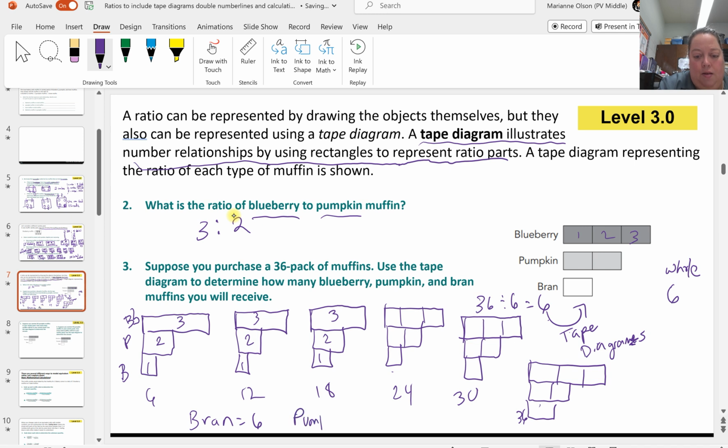Pumpkin, mine equals 2, 4, 6, 8, 10, 12. 12. And blueberry, I'm just going to abbreviate BB, 3, 6, 9, 12, 15, 18. 18. So I've now answered all of them. And if I wanted to, I can get out a calculator and double check. If I go 18 plus 12 plus 6, it should equal 36. So now you do yours for 24.